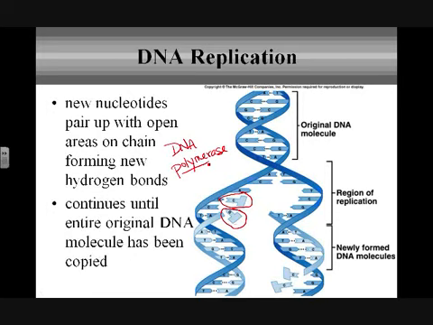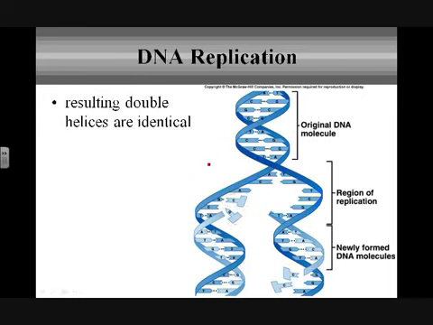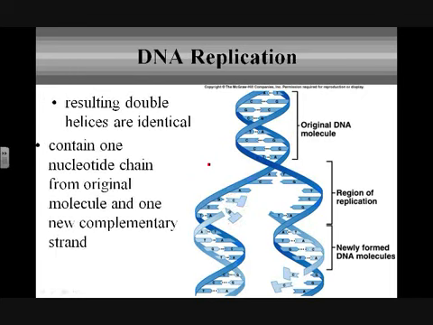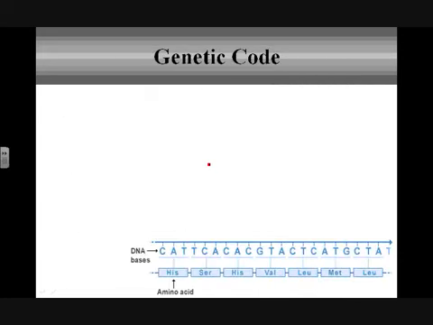That's going to continue to happen until ultimately what you have is two complete DNA molecules that are absolutely identical. So the results are identical genetic information, and each new molecule is half old, half new. One strand of the double helix is the original, and one strand is complementary, giving you your double helix. And it's in both of the molecules that end up as the final product.